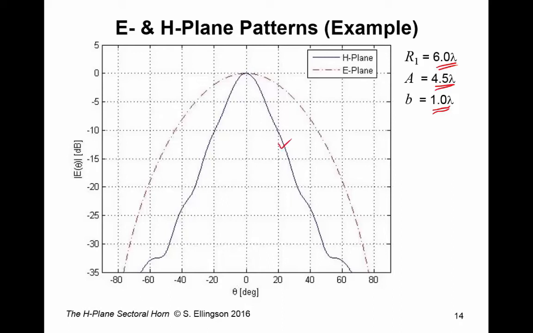This blue curve is the H-plane. This red dashed curve is the E-plane. And you see there seems to be a modest amount of directivity here, as you'd expect. But I also point out that the H-plane half-power bandwidth is narrower than the E-plane half-power bandwidth. And that's what we expect, because the H-plane corresponds to the plane in which the flare of the horn exists, whereas in the E-plane we have no flare. So we expect to see a narrower pattern in the H-plane than in the E-plane, and this is a characteristic of an H-plane sectoral horn.